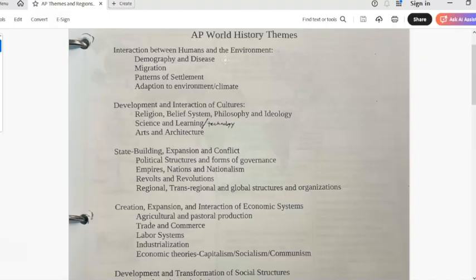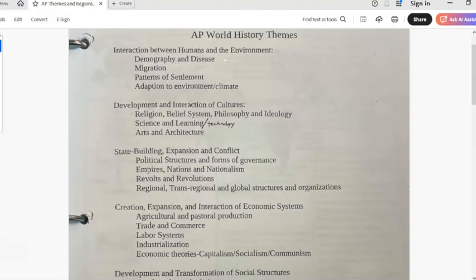The next one is migration. Migration is the movement of people. In AP, this is the movement of people from one region to another. There's voluntary migration. Think turn of the century, a whole bunch of people coming to America because they want jobs. That is an example of a migratory pattern that we'll be talking about in this class. There's also forced migration. The transatlantic slave trade is another migration pattern we will be looking at in this class, forced migration because they were brought to the New World against their will.